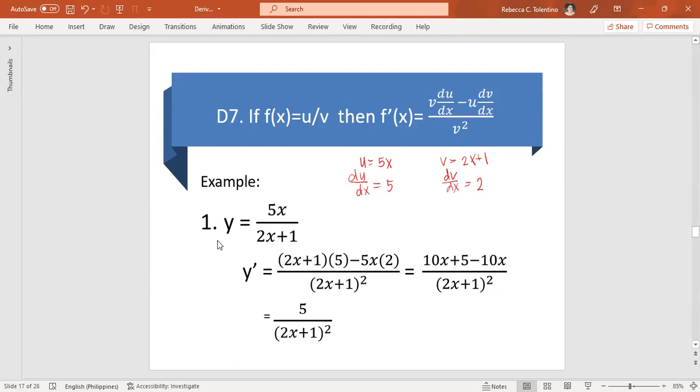So simplifying, we have 2x times 5 is 10x, 1 times 5 is 5, minus 5x times 2 is 10x. So we cancel out 10x and minus 10x. So our final answer is 5 over (2x + 1)². So that's the quotient rule.